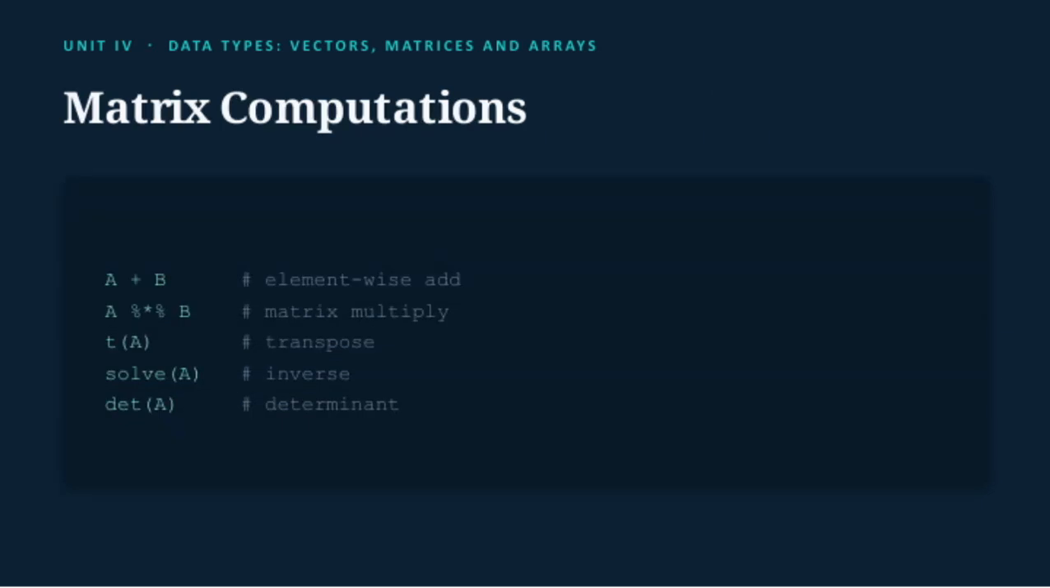Let's take a closer look at some key matrix operations in R. When we write A + B with a plus sign, we're doing element-wise addition, adding each corresponding entry. The %*% symbol means matrix multiplication, which follows the rules of linear algebra. Transpose flips the matrix over its diagonal, swapping rows and columns. Solve finds the inverse of a matrix, if it exists, and det calculates the determinant, a value that tells us important properties about the matrix. These computations are the foundation for working with matrices in data analysis.